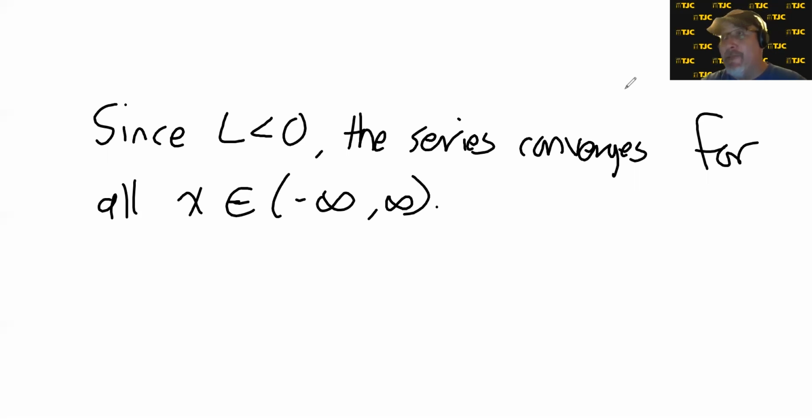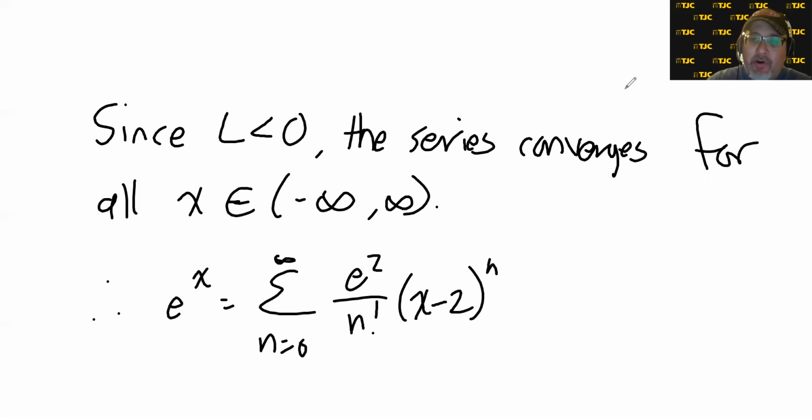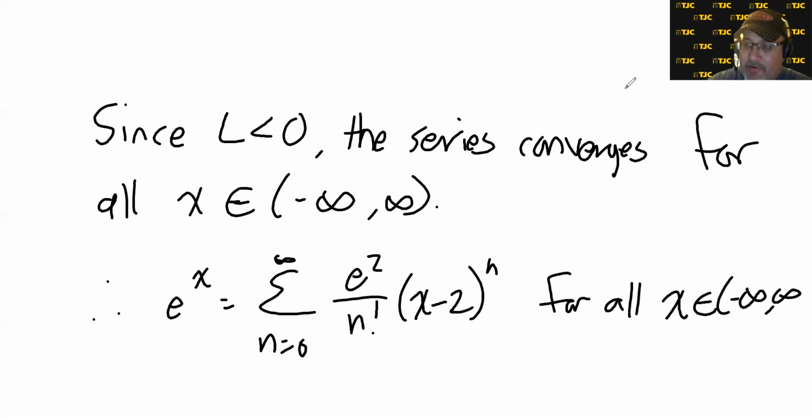Now, showing that it converges to the function is an issue of doing the remainder and Taylor's theorem, but we're going to bypass that for now and just conclude that e to the x is equal to the sum n equals 0 to infinity e squared over n factorial times x minus 2 to the nth power for all, almost use a symbol I don't think I've introduced to you, for all x an element of that interval.